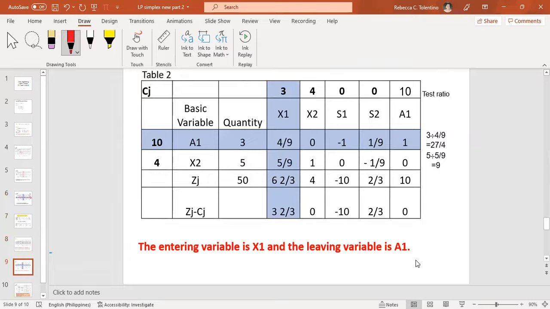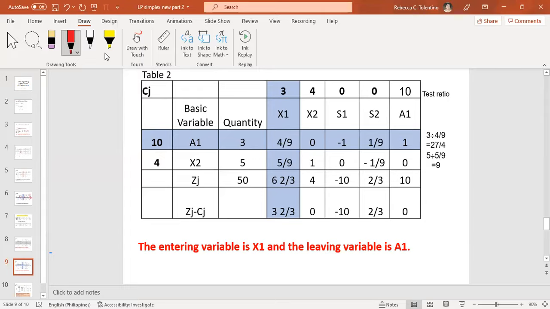So how do we compute the entries in C sub j? That's 10 times 3 plus 4 times 5, so 50. 10 times 4 over 9 plus 4 times 5 over 9, 6 and 2/3, and so on. And then Z sub j minus C sub j: 6 and 2/3 minus 3 is 3 and 2/3, 4 minus 4 is 0, 0 minus 10 is negative 10, 2/3 minus 0 is 2/3, and 10 minus 10 is 0. Okay, so is this table optimal? No. Kasi meron pa rin tayong positive entry.